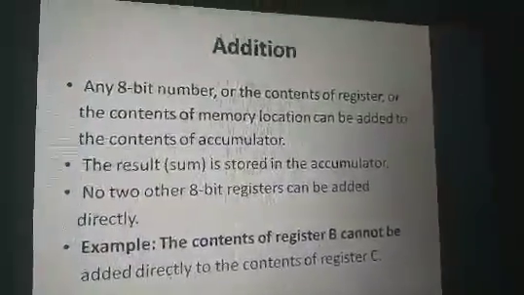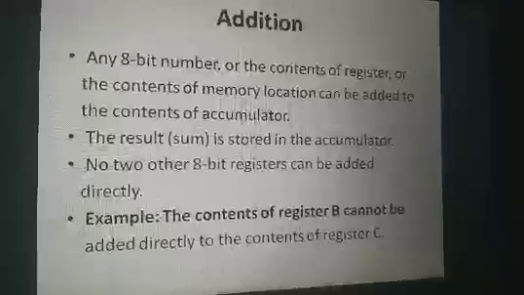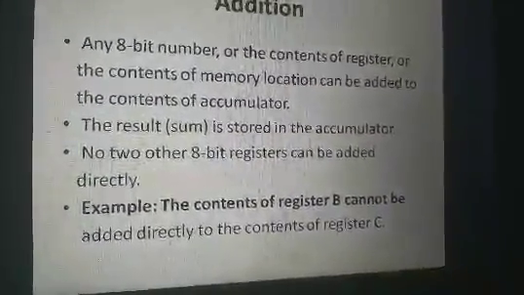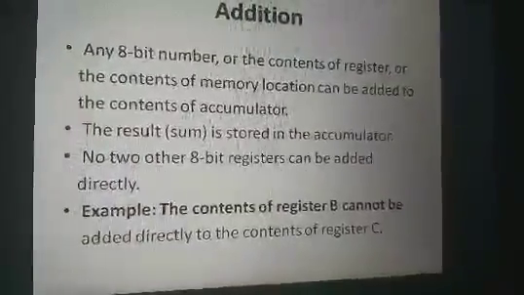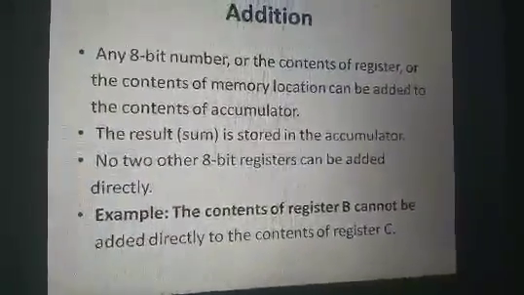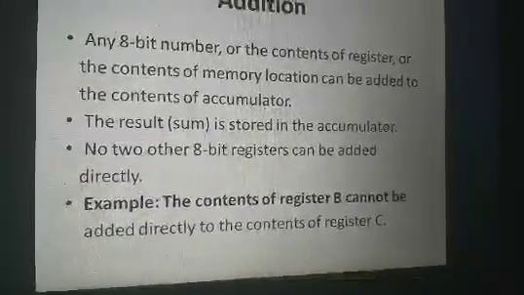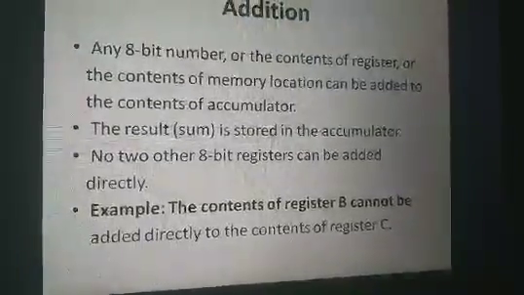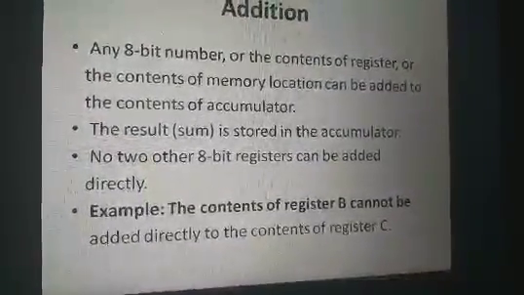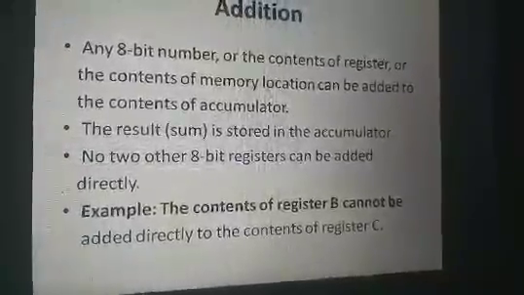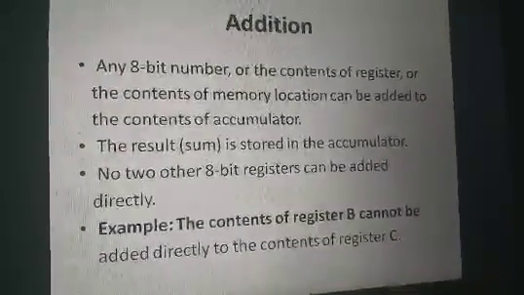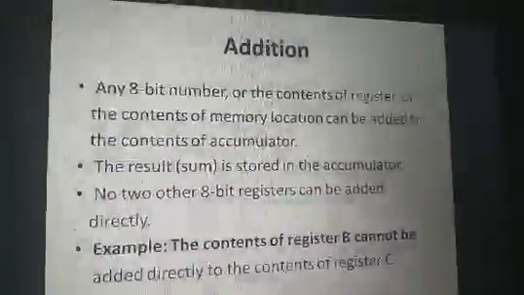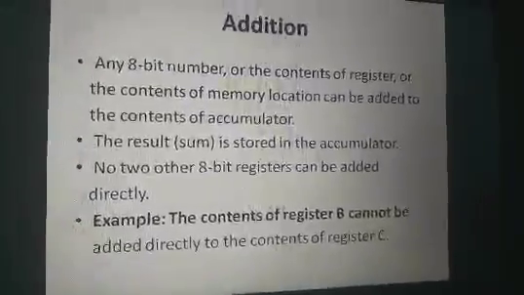Now let us understand this instruction with some examples. The content of register B cannot be added directly to the content of register C. That means we are taking two registers, B and C. If we want to add these two directly, that is register B plus register C, we can't. Either we have to move the content of register B to the accumulator, or we have to move the content of C to the accumulator. We have already studied in the data copy operation how to copy content from one register to another.